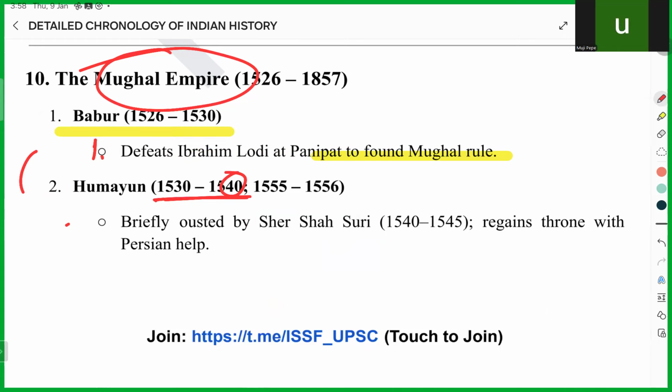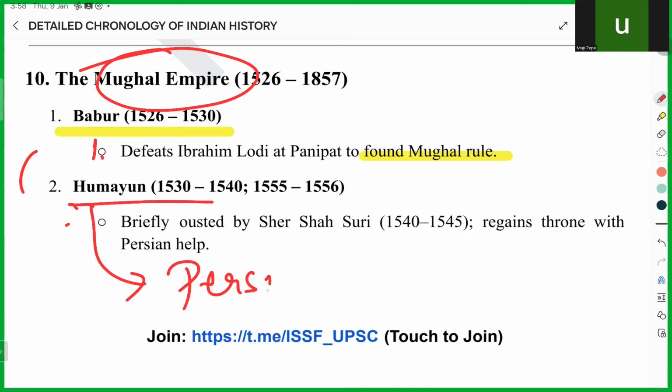Akbar was born. Okay, Akbar जो है, he was born in Amarkot. There is a place called Amarkot, and he was given refuge by a Hindu Raja. Okay, and Humayun जो है, he ran to Persia. Sher Shah Suri जो है, Sher Shah Suri, he died in a freak accident at the Kalinjar fort.